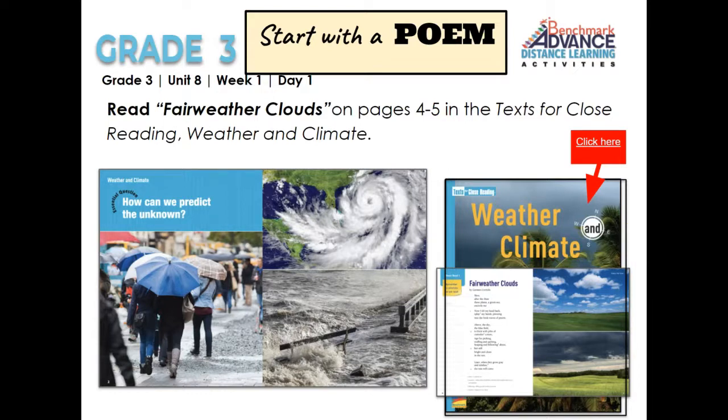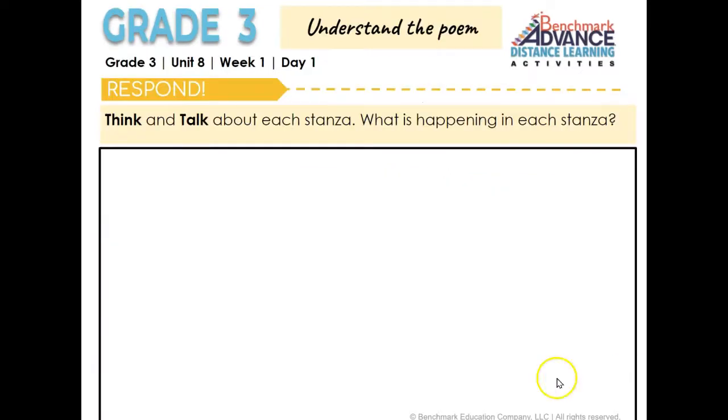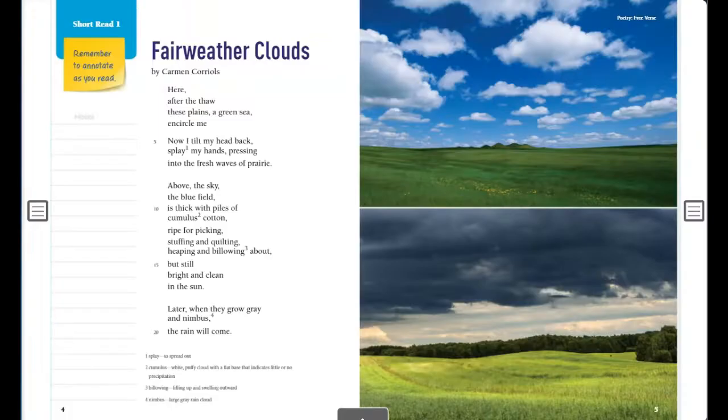It starts with a poem. All right, follow along. Short Read 1. Remember to annotate as you read. Fair Weather Clouds by Carmen Corioles.